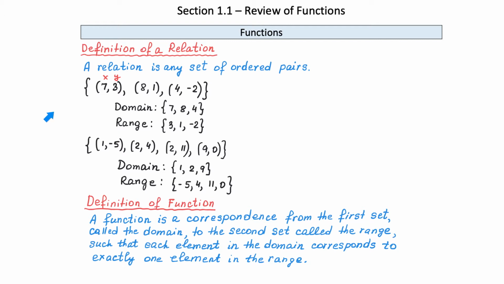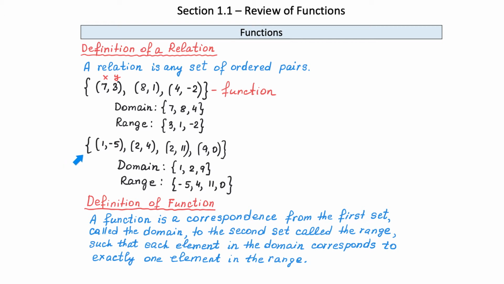Let's take a look at the first relation we have here. In this relation, we can say that 7 corresponds to 3, 8 corresponds to 1, and 4 corresponds to -2. It is true that each number from the domain corresponds to exactly one number in the range. Therefore, we can say that this relation represents a function.